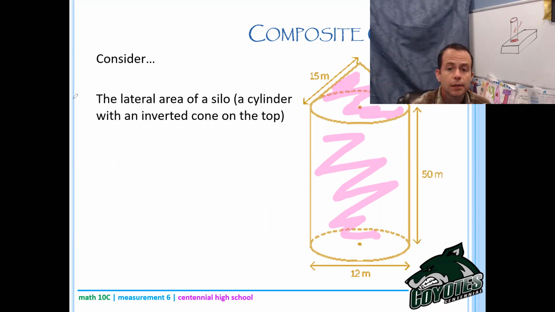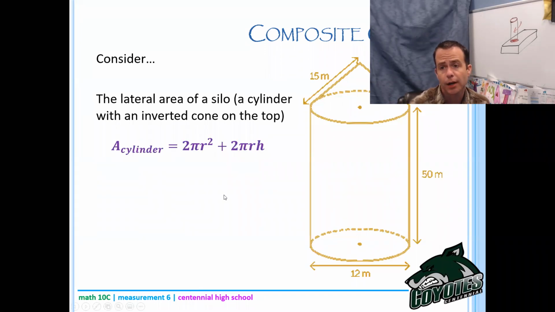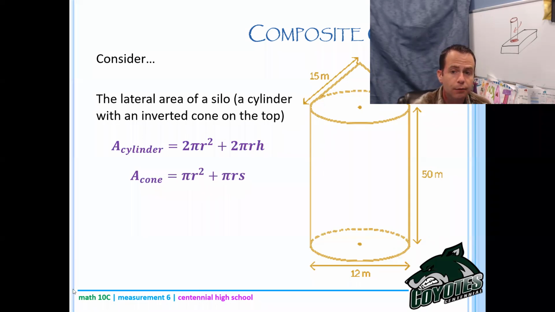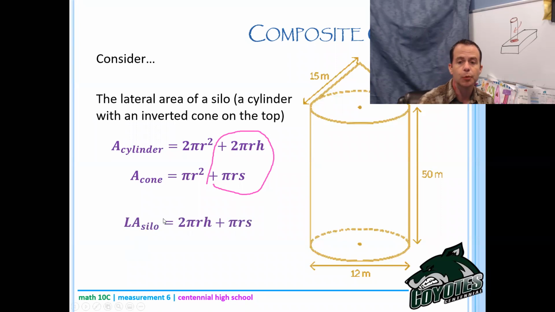okay? So if I was to try to develop a formula for that, I would say, okay, the volume of the cylinder is 2 pi r squared plus 2 pi r h, and the volume of the cone is pi r squared plus pi r h. But really, all I need is the wraparound. So I just need this right now for the lateral area of this shape. And so I end up with 2 pi r h plus pi r s.